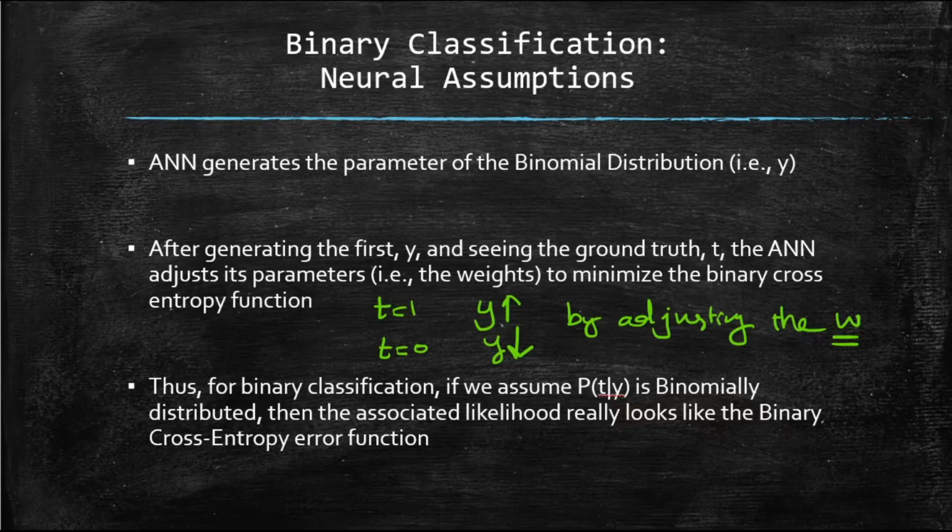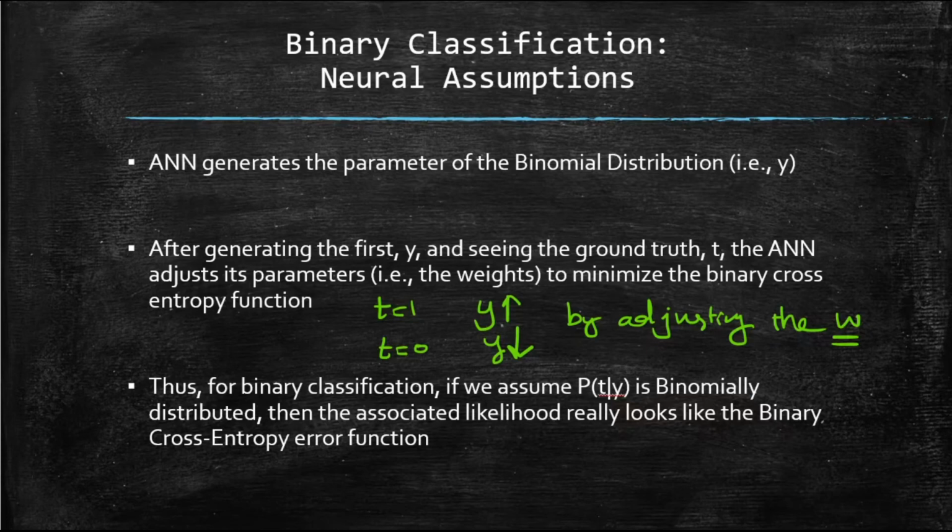And for binary classification, we assume that the likelihood, the probability of observing the ground truth given the output of your network, y, is binomially distributed. And then the associated likelihood really looks like the binary cross-entropy error function. If you go out there and ask people in the world of neural networks, they might not all know why we're using the binary cross-entropy function when dealing with a binary classification problem. But now you know why you do that.